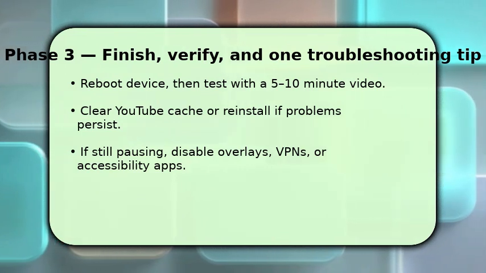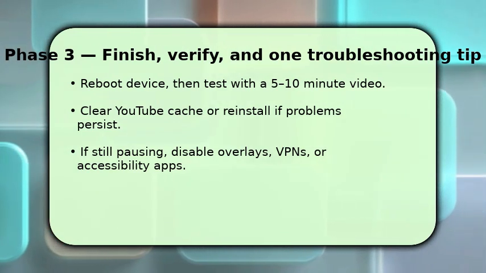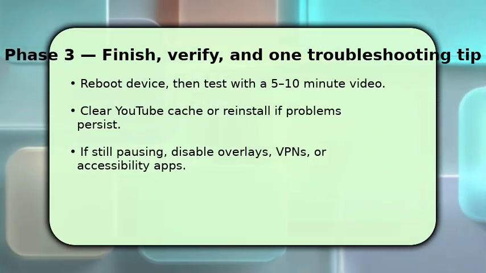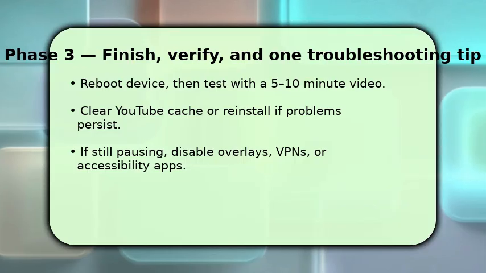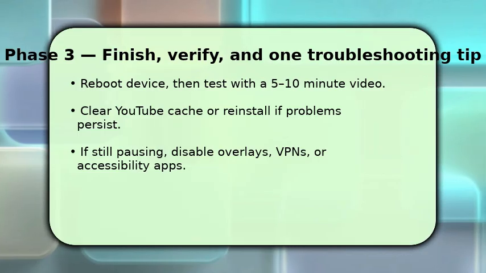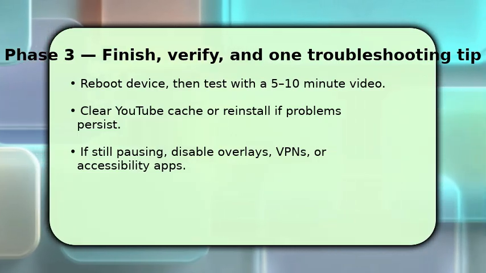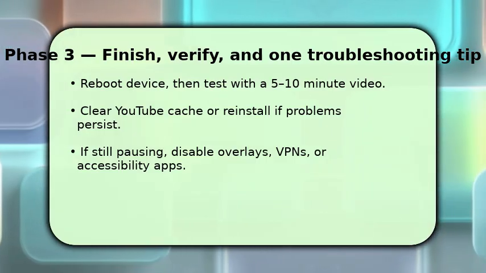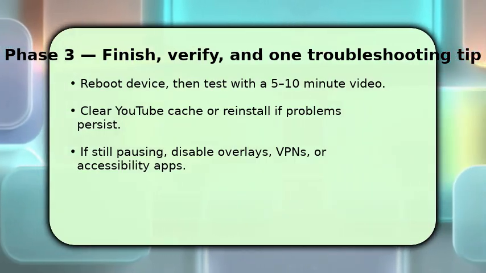If pausing continues, clear YouTube's cache or reinstall the app. That resolves corrupted state issues. If it still stops, check for overlays, VPN, or accessibility apps that can interrupt media. Disable them temporarily. This combined approach is the only reliable way to prevent OS-driven pauses. Follow these steps, and you should no longer see unexpected stops.